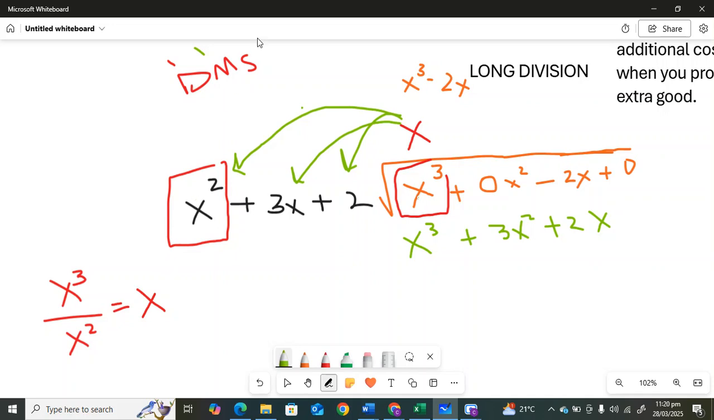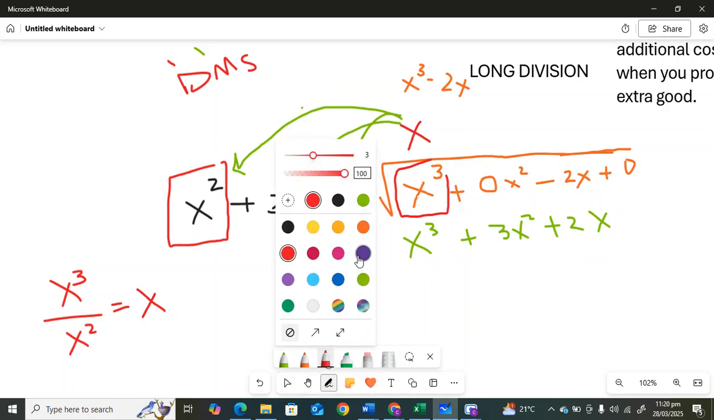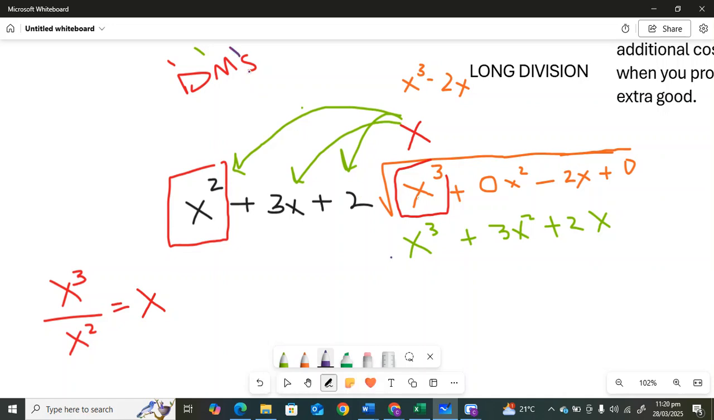Divide, we've divided. Multiply, we've multiplied. Step 3, subtract. What are we subtracting? This top expression minus this bottom expression. So this is the part where you need to be careful, because especially when there are negatives in this bottom expression, you have to be careful. So it's x cubed minus x cubed, 0x cubed. So you just leave it like that. Okay. They cancel each other out basically.